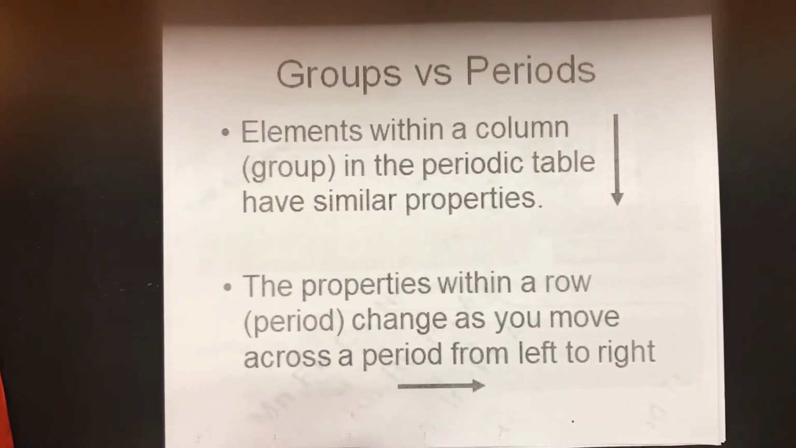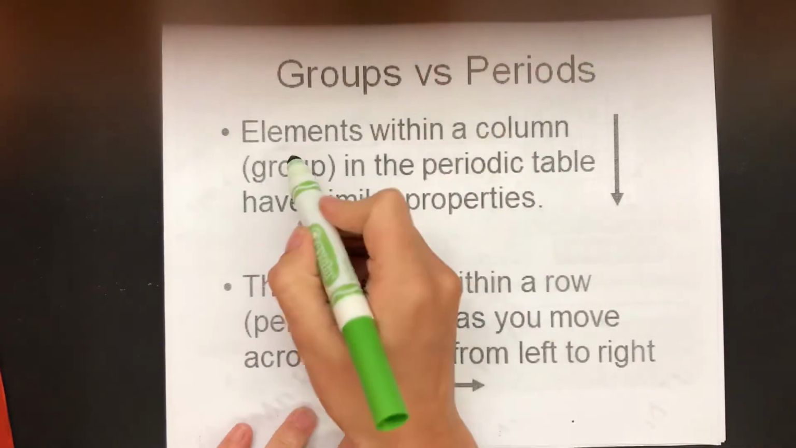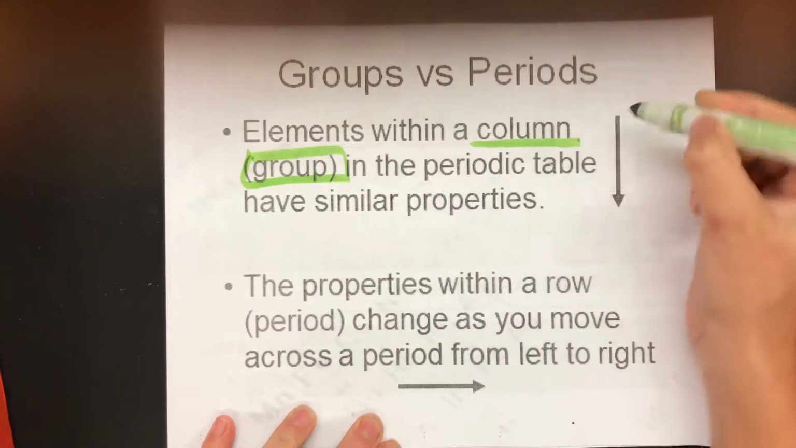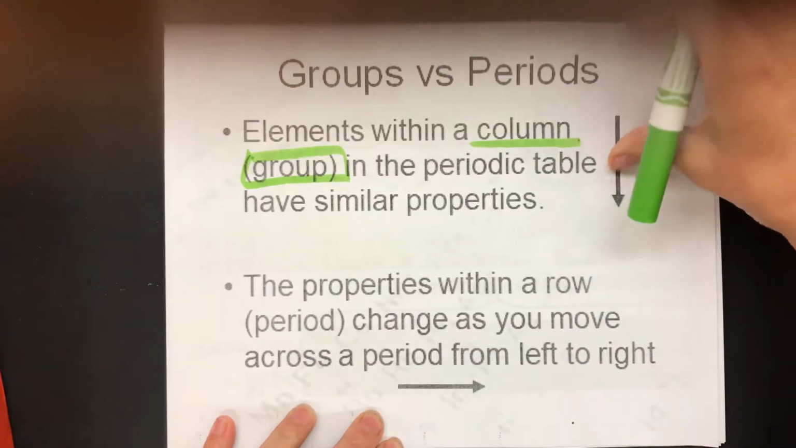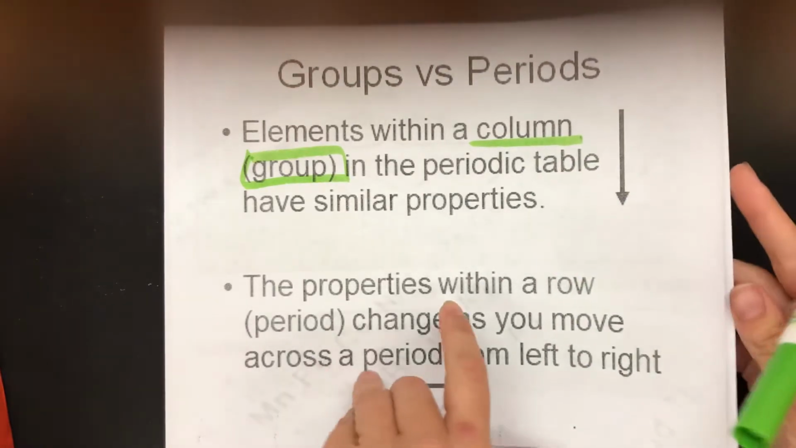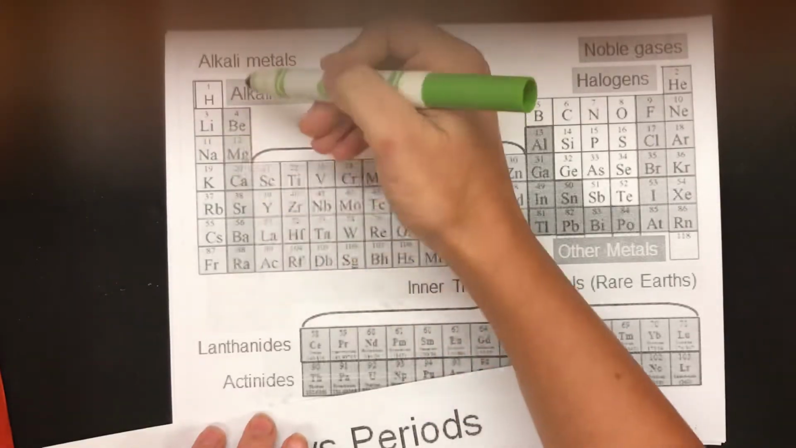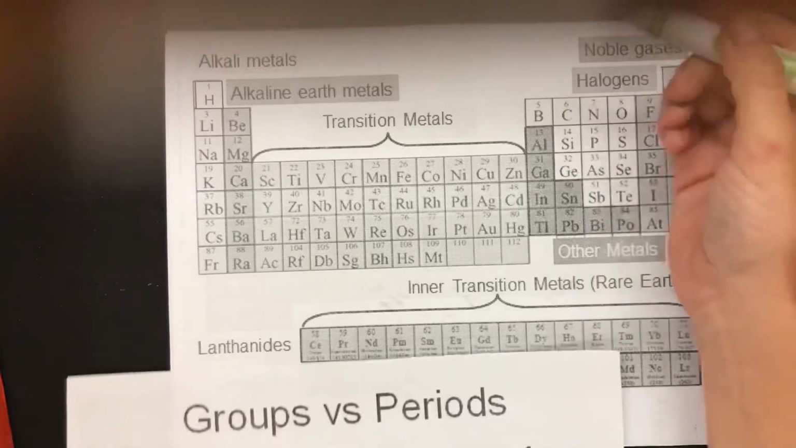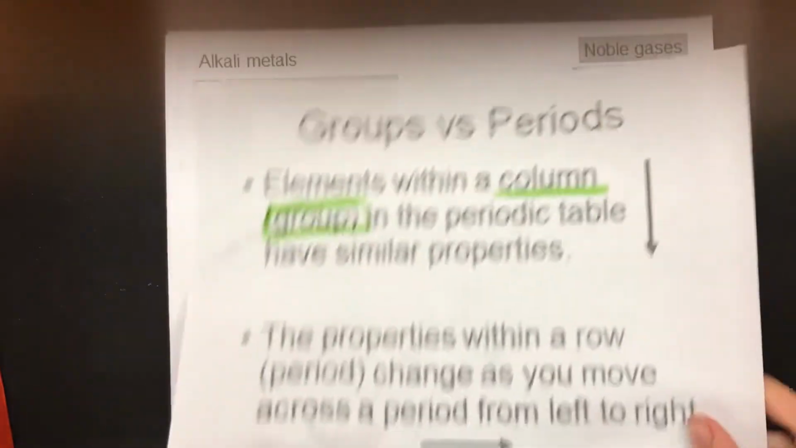Now, parts of the periodic table. You have what's called groups and periods. Groups are your columns, so those are what goes up and down. So right here, these are your groups, your columns. There are 18 columns in the periodic table.